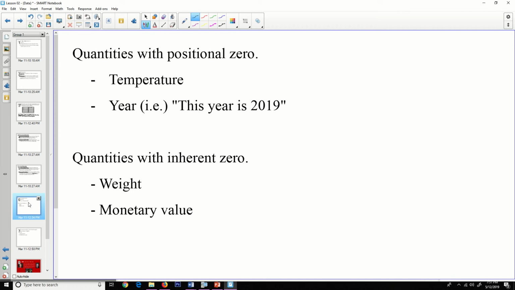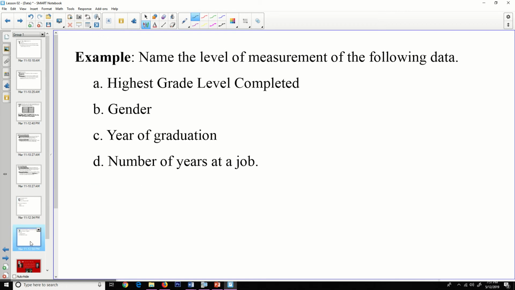Quantities with inherent zero, like weight: if you have zero weight, there is no weight there. Monetary value: if you have $0, there is no monetary value. You are broke. So let's finish off with an example here. Let's name the level of measurement of the following data. We've got highest grade level completed, gender, year of graduation, and number of years at a job. So first, highest grade level completed.